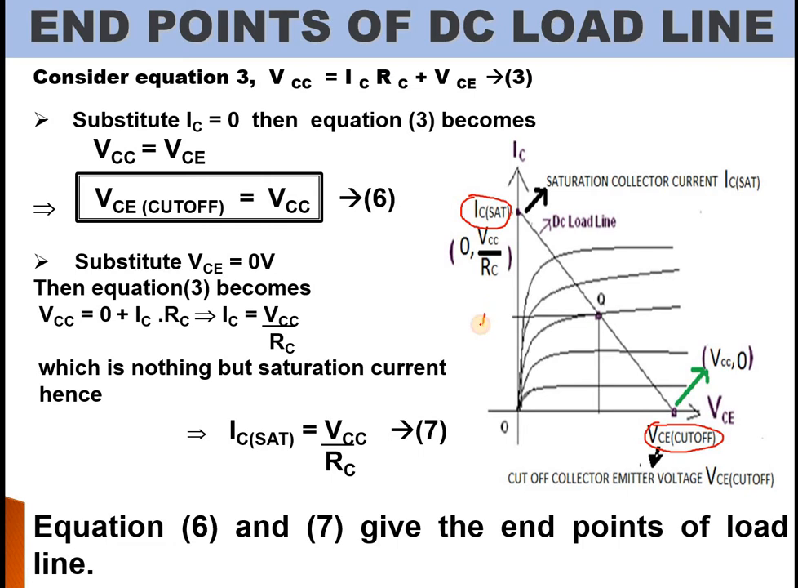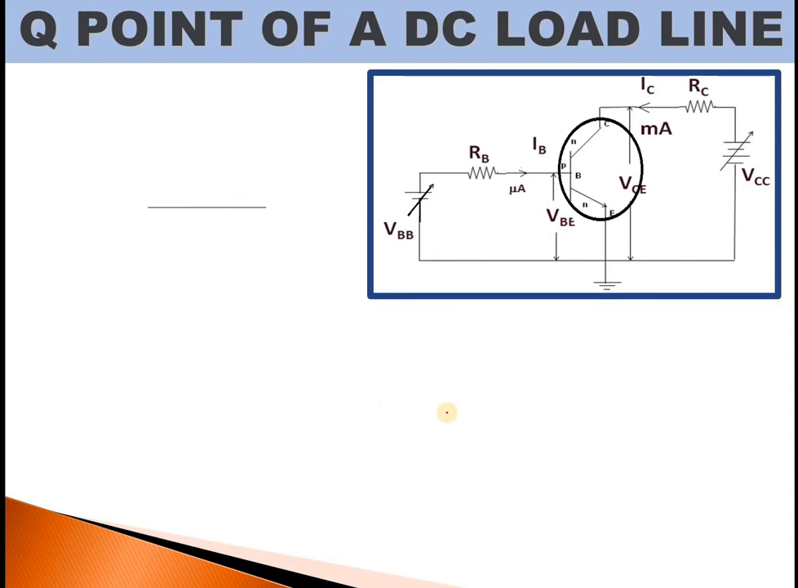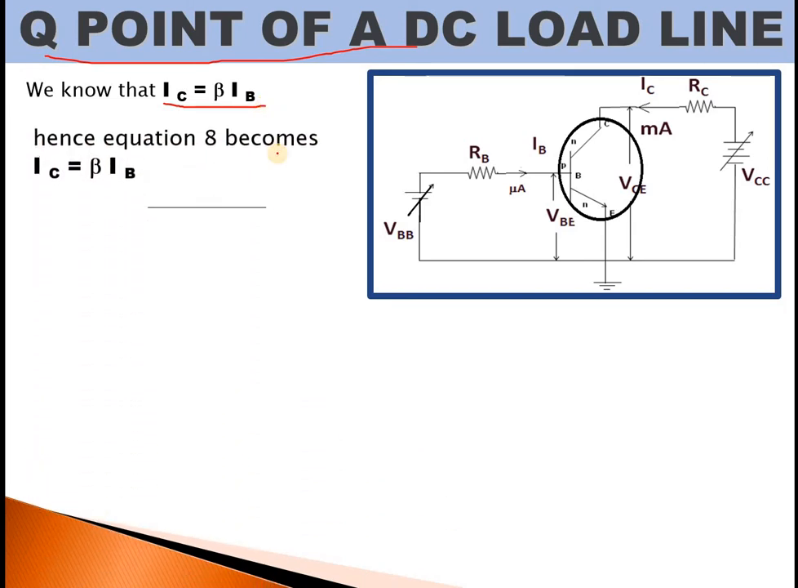Now I need to find out the ICQ and VCEQ equations, that is, the coordinates of the Q point. So that is the next derivation. Q point of a DC load line. For this, as I said earlier, IC is equal to beta times IB, and I have already calculated IB.